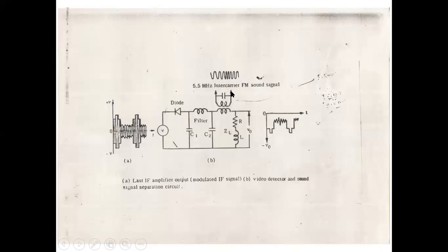So what is this 5.5 megahertz? The beating of the 38.9 megahertz and 33.4 megahertz signals is done, and the 5.5 megahertz inter-carrier FM sound signal is generated. This is given to the FM section, and accordingly FM demodulation is achieved. The output is nothing but a pure video signal, which is given to the video amplifier.